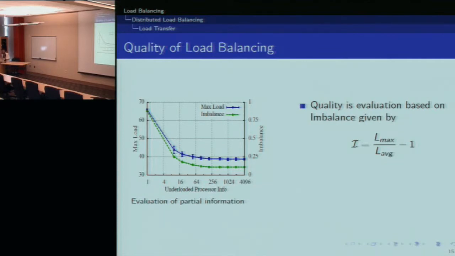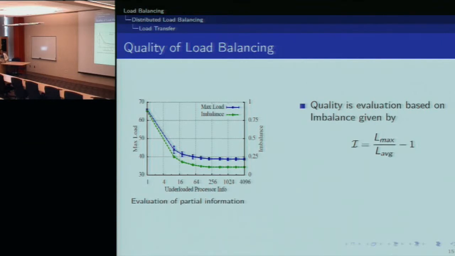So as we know, the performance is determined by the most overloaded processor in the system. So the metric that we use is imbalance, which is the ratio of max versus average. This graph plots the max load and the imbalance ratio along with the standard deviation. Here we see that if we have information about 10 to 54 underloaded processors, it helps in bringing down the imbalance quite a lot, but maybe not the optimal one.